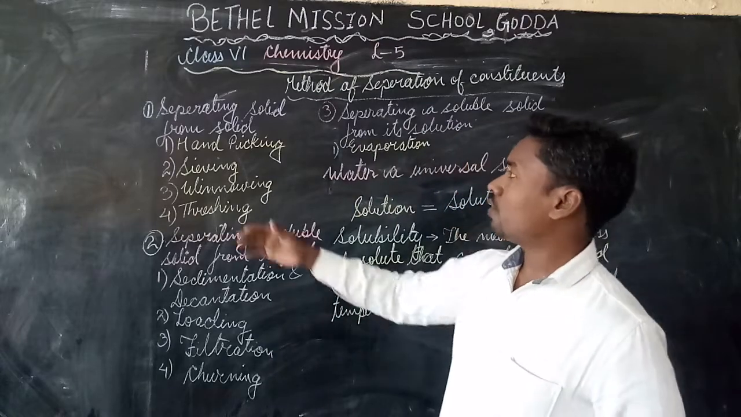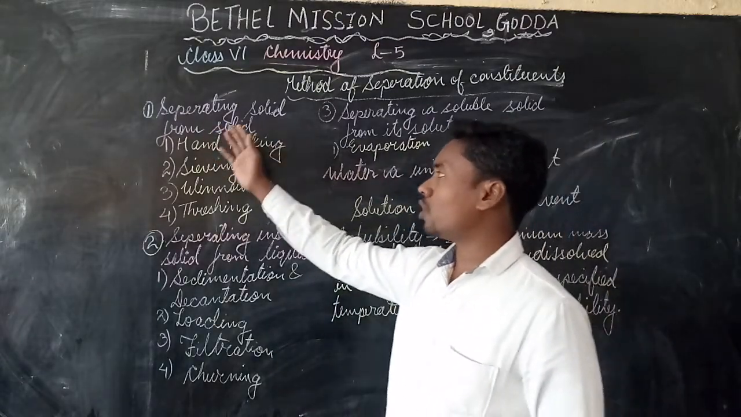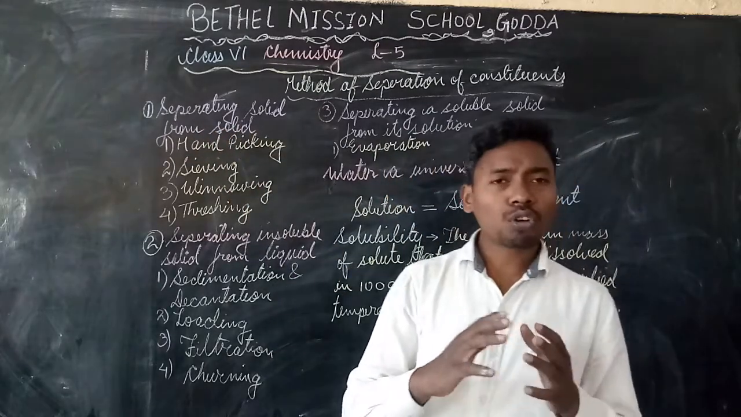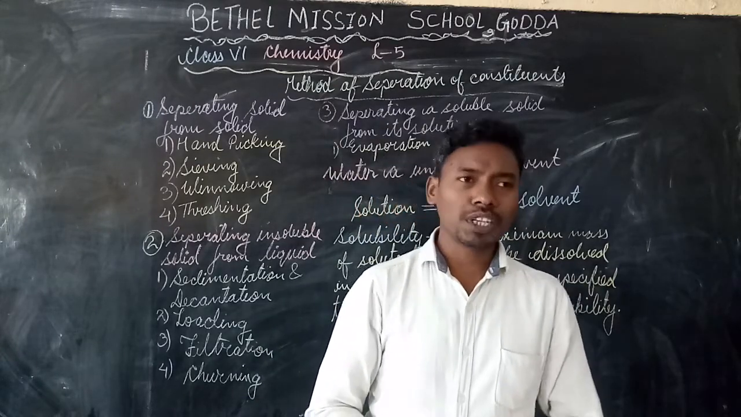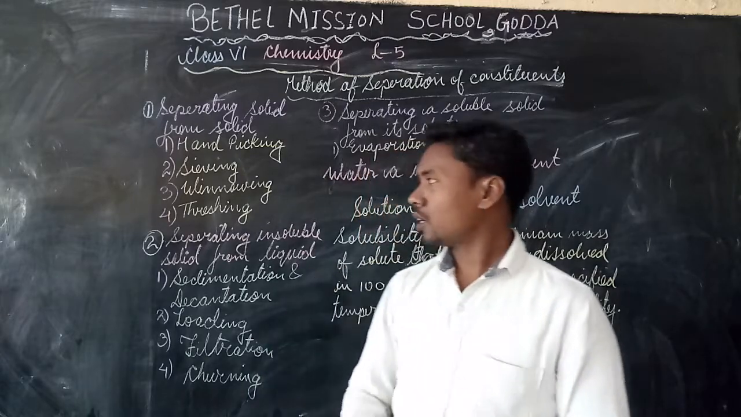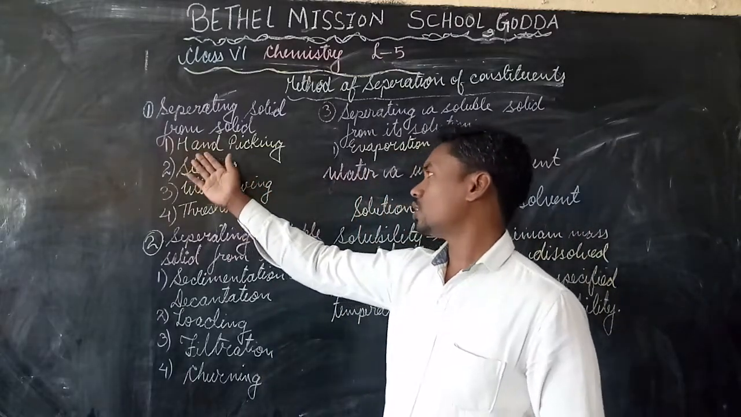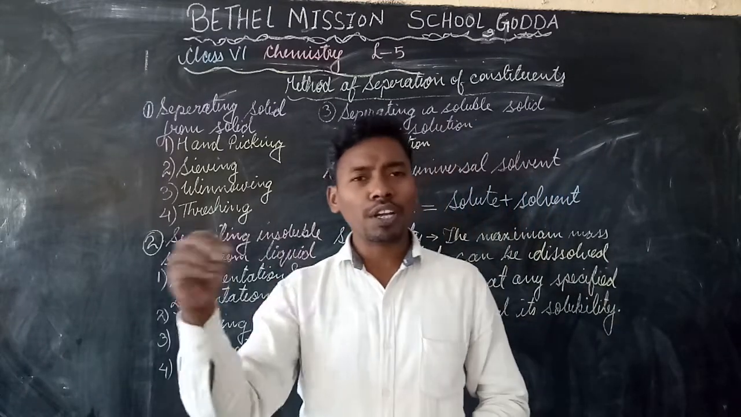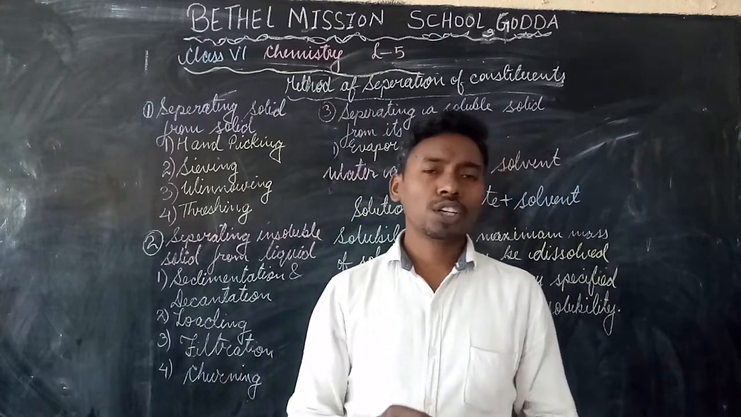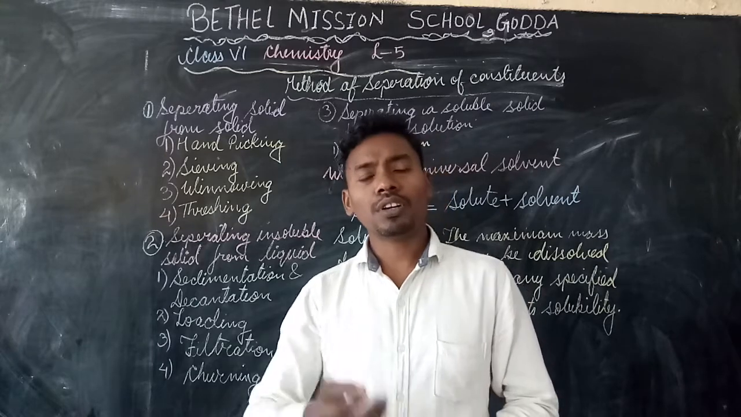Okay, so the first method is separating a solid from a solid. That means if all the components of a mixture are solid, then how do we separate them? So there are different ways. For example, the very common one is hand picking. Hand picking, the unwanted things you remove by your hand, or the useful things you collect by your hand.